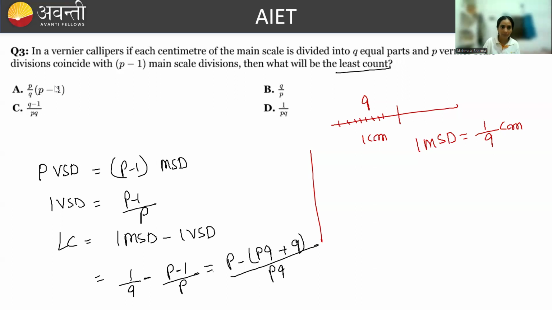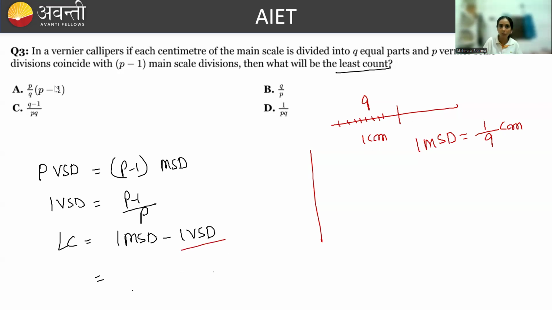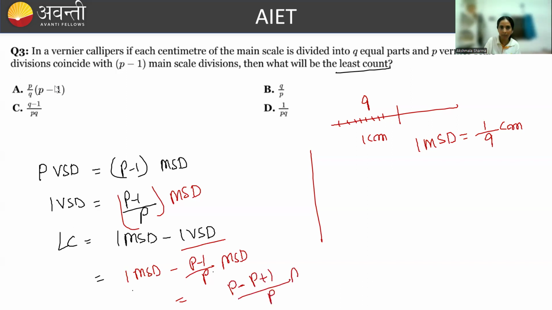Okay, I made one mistake here, we have to write 1 MSD. So let's solve it in terms of MSD first, because I just put the value of 1 MSD, that is 1 by Q centimeter, and for 1 VSD I didn't put its value, I put 1 VSD is equal to this much MSD. So let's first solve in terms of MSD. I made the mistake here. So 1 MSD minus P minus 1 by P MSD. If you solve it, it will become P minus P plus 1 by P MSD.